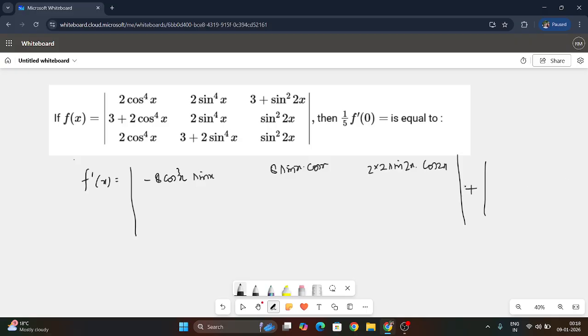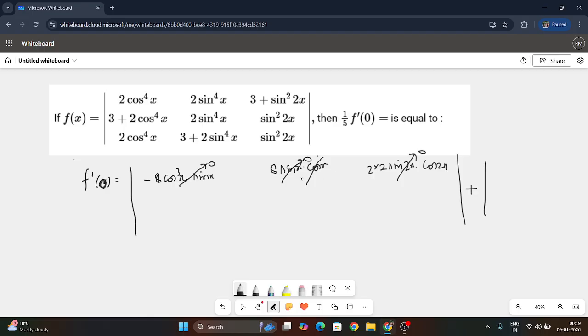If this question is from JEE Main, you do not have to start differentiating and doing this much calculation, it's going to be lengthy. What you can do is, in place of x, directly put zero and differentiate. If you put x equal to 0, this term is going to be 0, this term is also going to be 0, since sin x is 0.